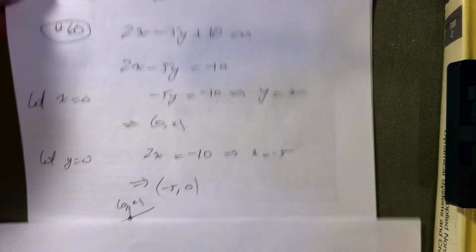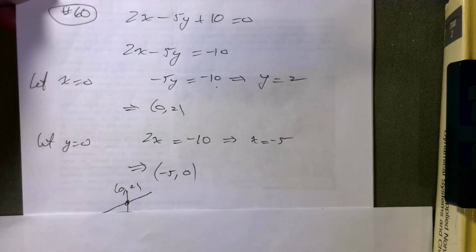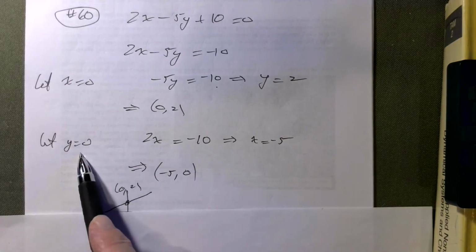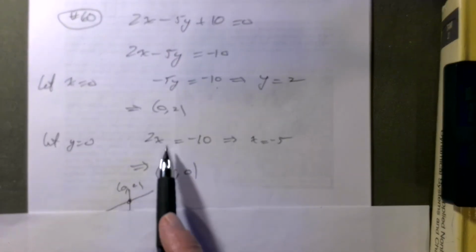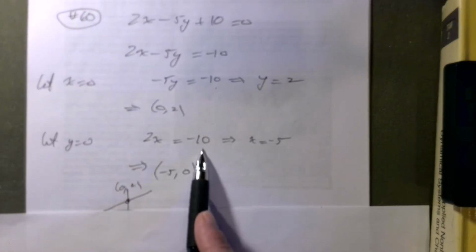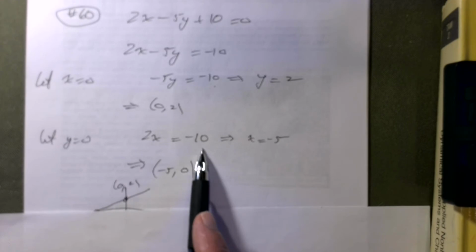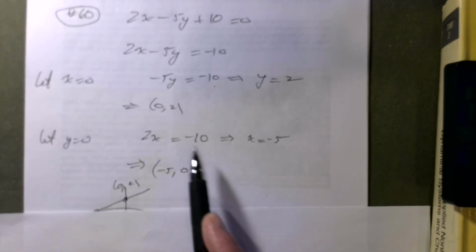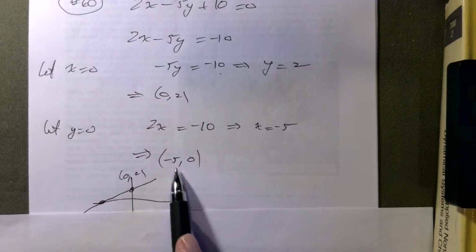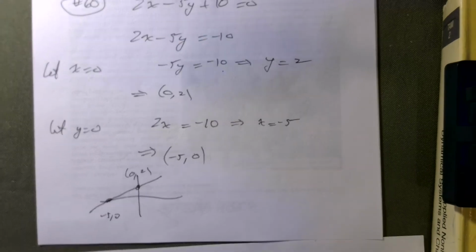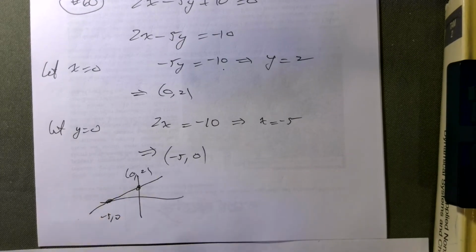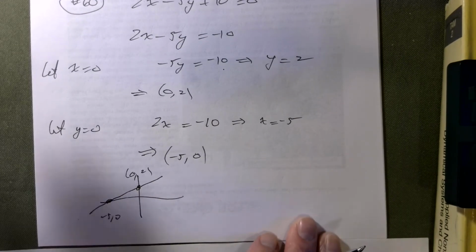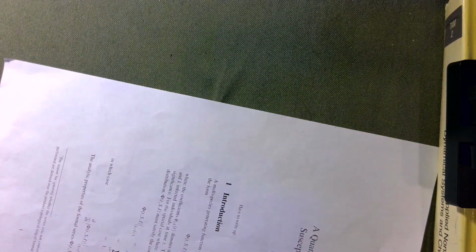If I want to find out what the other intercept is, I set y to be 0. So if y is equal to 0, we only have 2x equals negative 10. Divide by 2. I get x equals negative 5. So the other intercept is at negative 5, 0. And there's the graph of my line. And so it's really easy to do that.